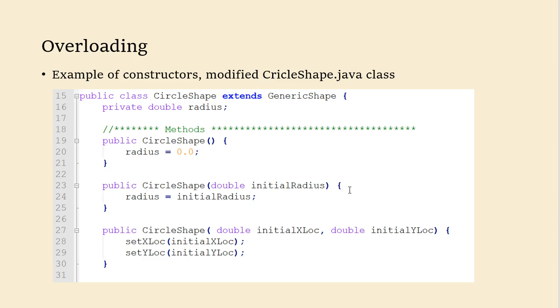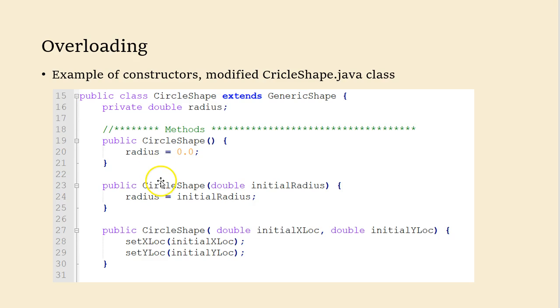And for example, I've modified the circle shape class that we have as a class example, and I've added constructors. I've got this initial one, public circle shape with nothing in it. That's really the default constructor. Once you start adding ones, the compiler likes you to also define the default. So here's the default constructor. I just set radius equal to 0.0. It's completely useless. It's an example for the class.